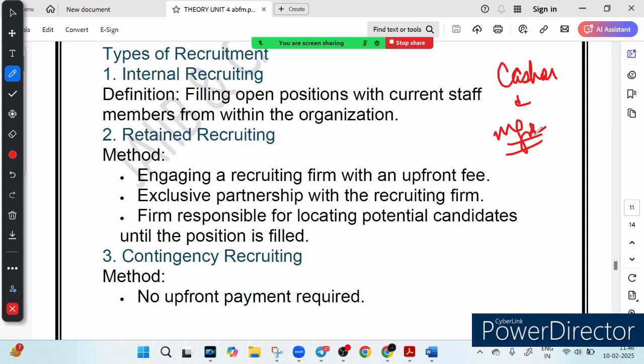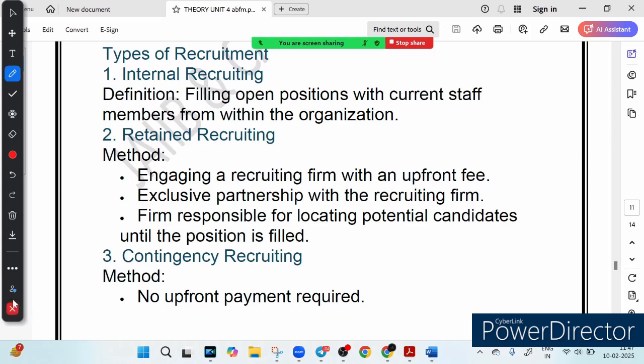Then we have something called retained recruiting. Think of this as hiring a premium headhunter. A company pays a recruitment agency an upfront fee to find the best candidate, and this agency works exclusively until the job is filled. Big companies often use this for senior positions like hiring a CEO. So basically you are engaging a recruitment firm with an upfront fee, right? You have an exclusive partnership with the recruitment firm, and they find the best job fit for you.